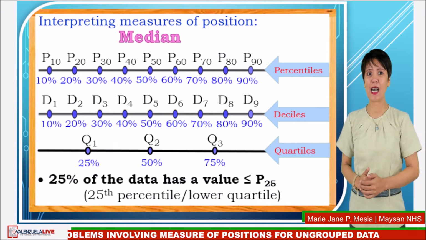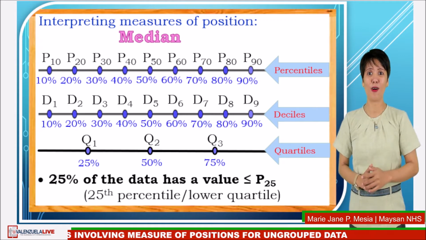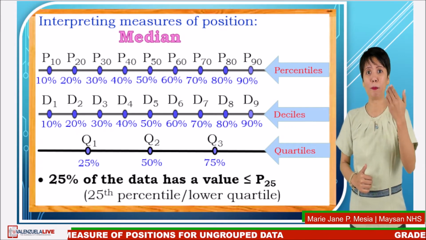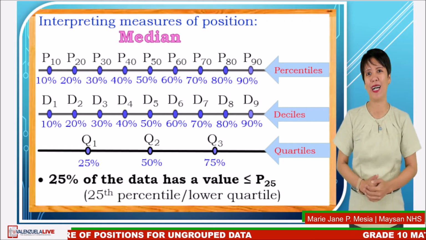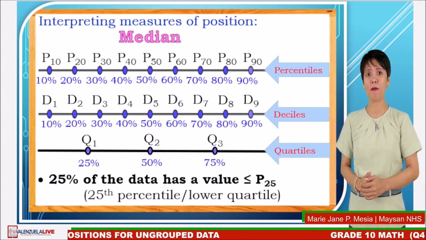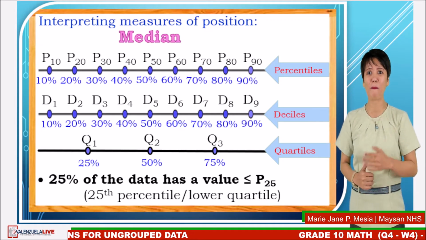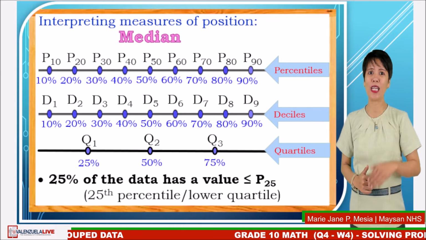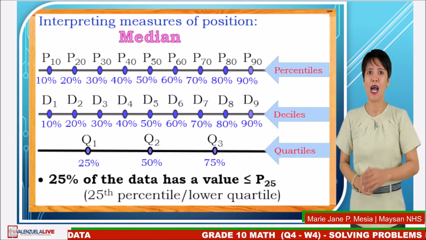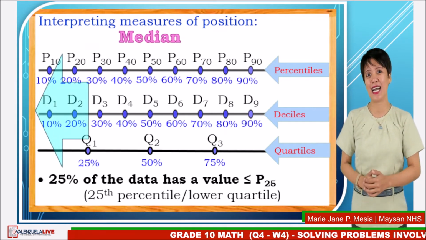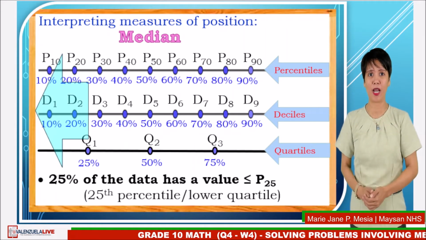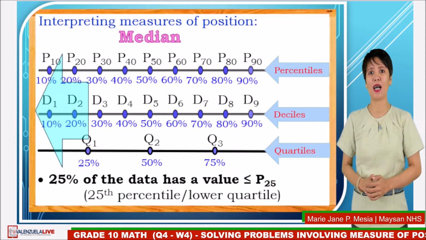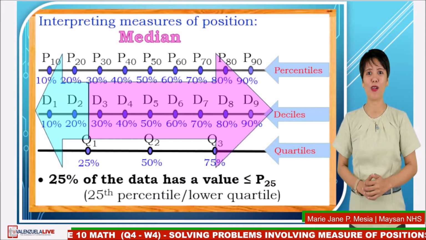25% of the data has a value less than or equal to P sub 25, which is the 25th percentile or lower quartile. P sub 25 separates the lowest 25% from the other 75%. This means that 25% of the data have values less than or equal to P sub 25. And at the same time, 75% of the data have values greater than or equal to it.